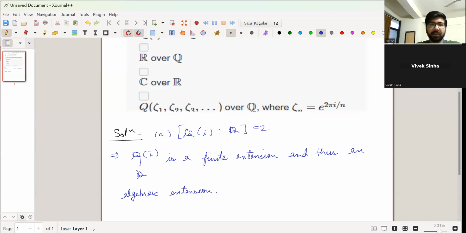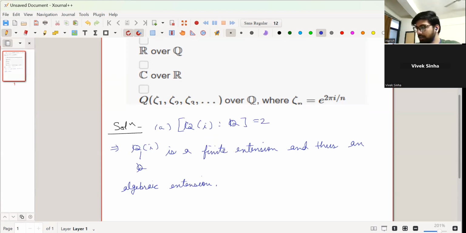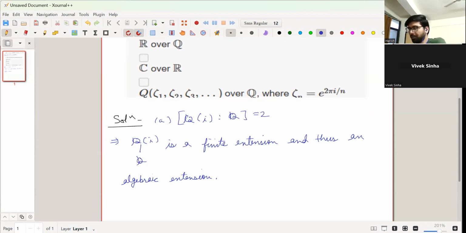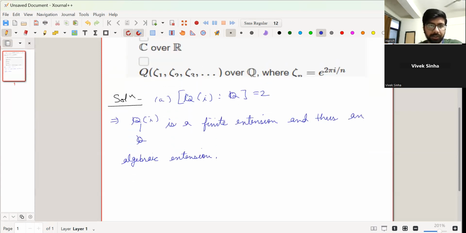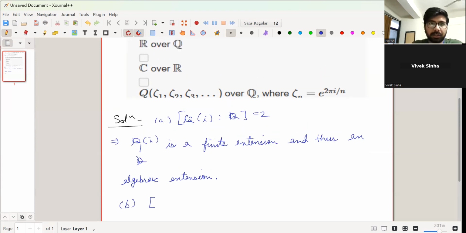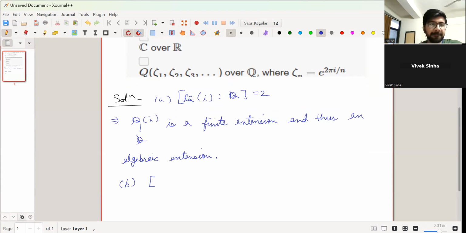Now the second one is R over Q. So what's your input over this R over Q, whether it's a finite extension or not? And if it is not finite, can it still be an algebraic extension or not? I think it is not an algebraic extension.